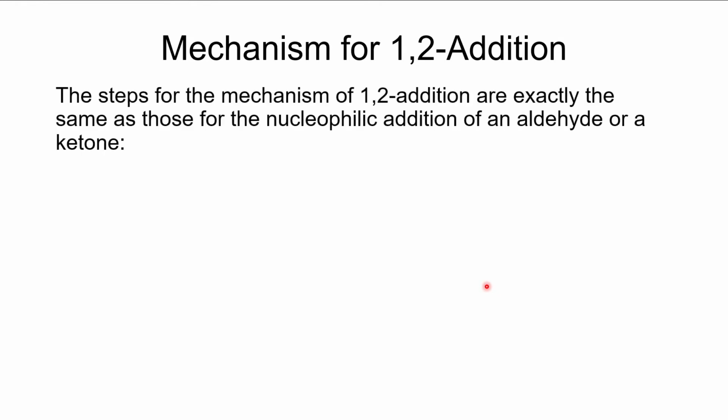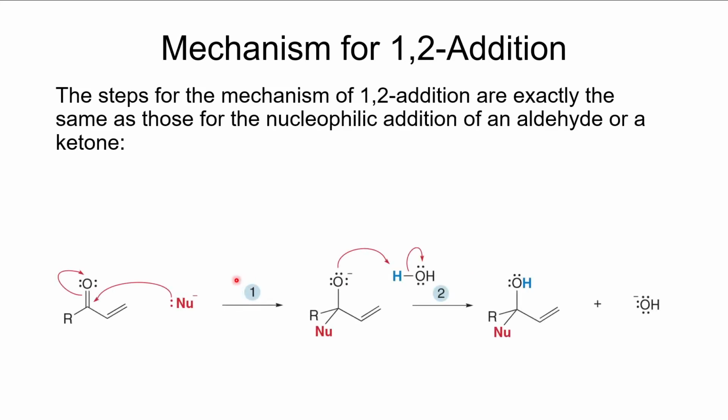So let's look at the mechanism for 1,2 addition. This is exactly the same as we see for nucleophilic addition for any aldehyde or ketone. There's not any difference except that there happens to be a carbon-carbon double bond on the compound that we're not going to react with. So here in the first step, we get nucleophilic attack of our nucleophile on the carbonyl. And then in a subsequent second step, we add water to protonate that and give us our alcohol. And that's all there is to it. This is no different than the mechanism we saw previously for nucleophilic attack on an aldehyde or ketone.